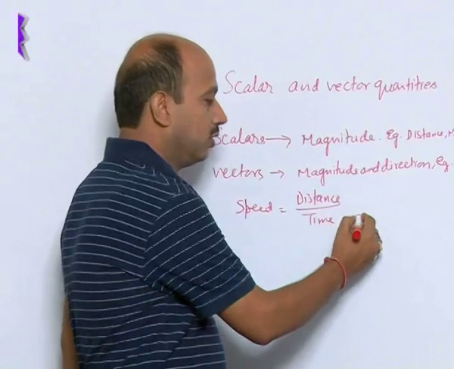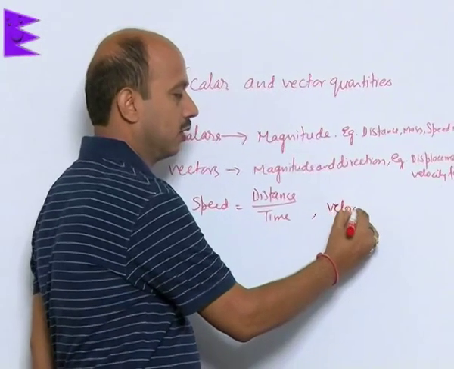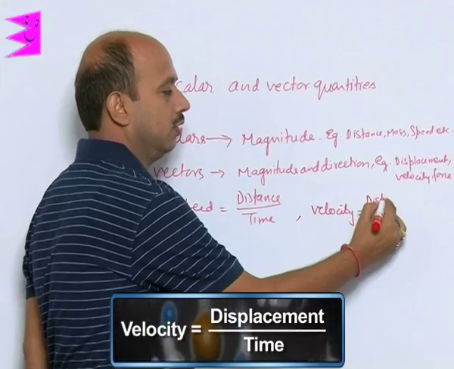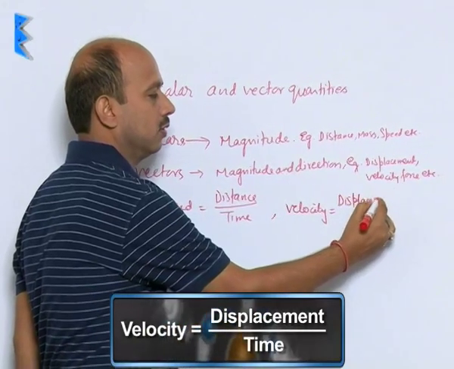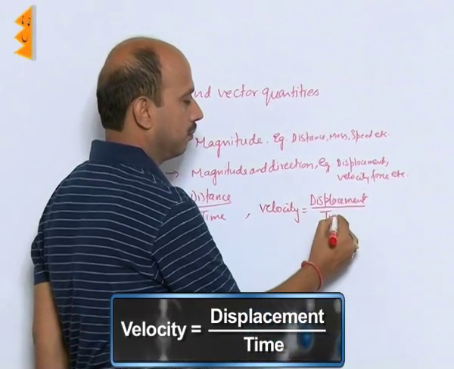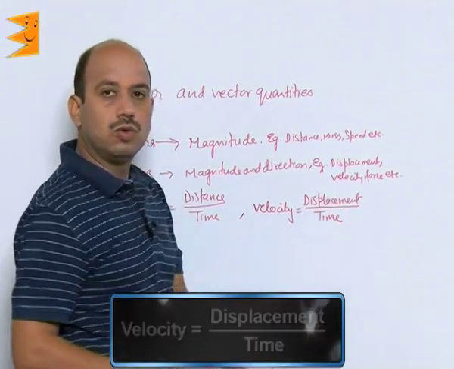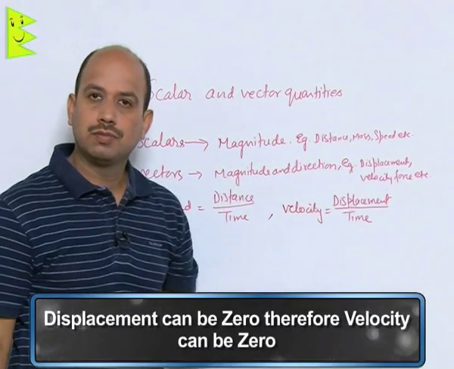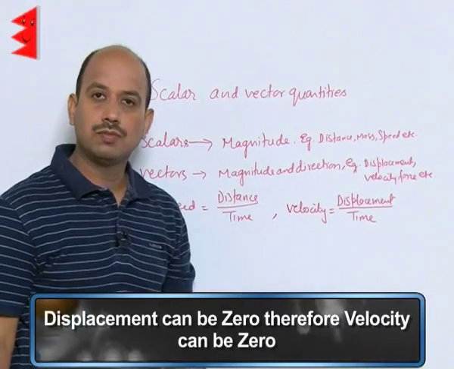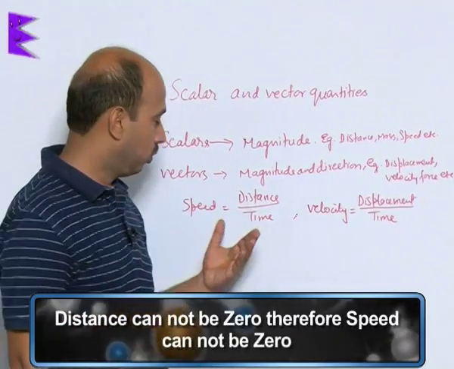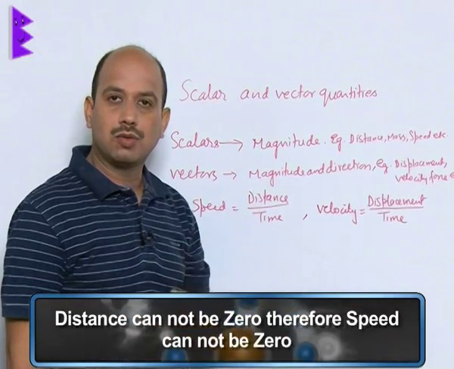Now see velocity. Velocity is equal to displacement upon time. Displacement can be 0, therefore velocity can be 0, whereas speed, since distance cannot be 0, cannot be 0.